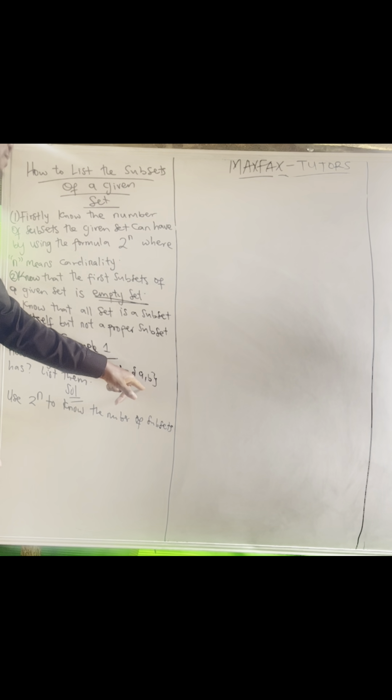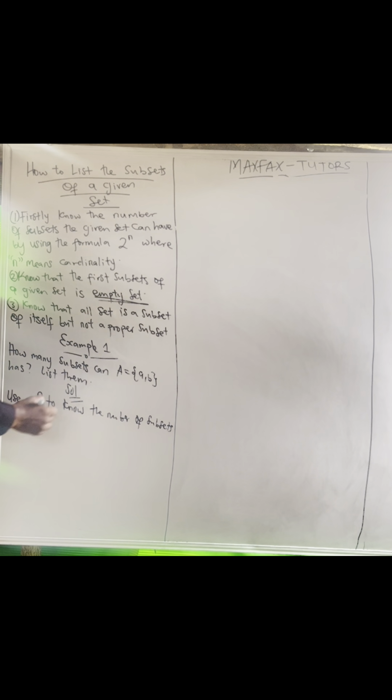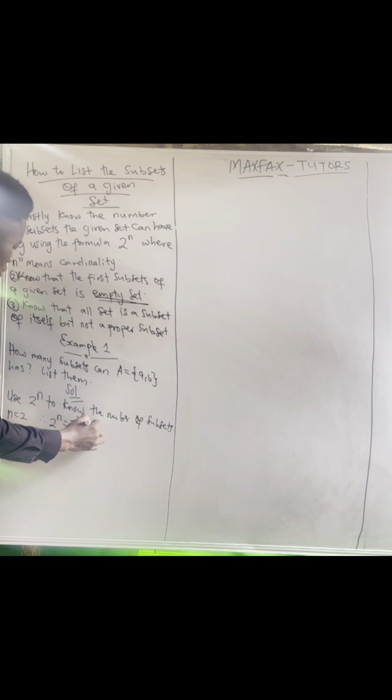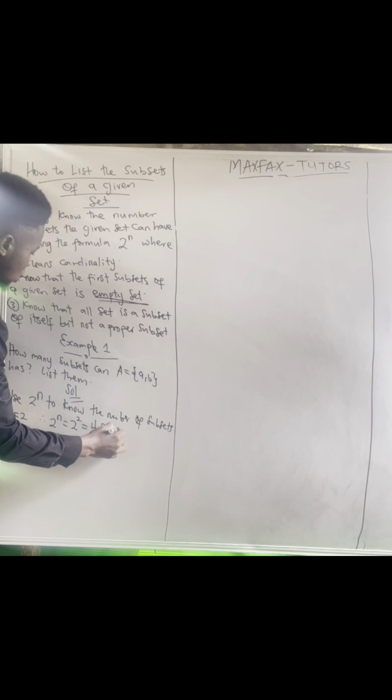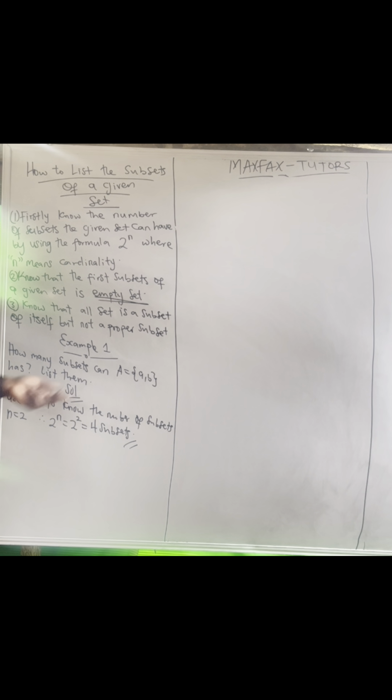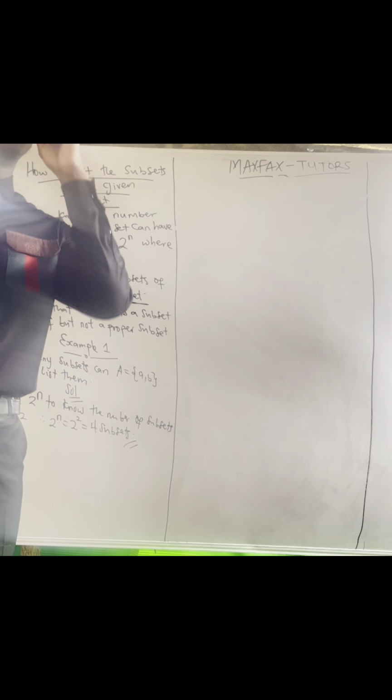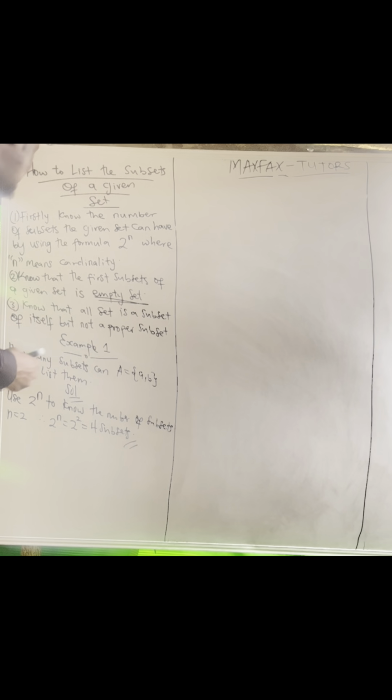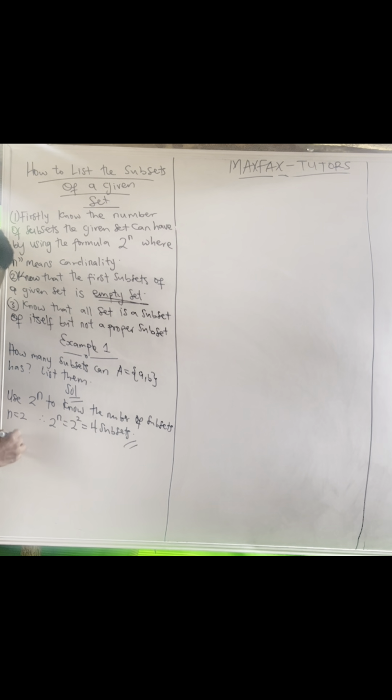Guys, how many members do we have in this set? 2. So this simply means that n is equal to 2. Therefore, 2 raised to power n is equal to 2 raised to power 2. And that's equal to what? 4 subsets. So guys, this simply means that this set A equals {A, B} has how many subsets? 4. Therefore, list them. Now, whenever you want to list the subsets of a given set, the first thing you should write is what? Empty set.